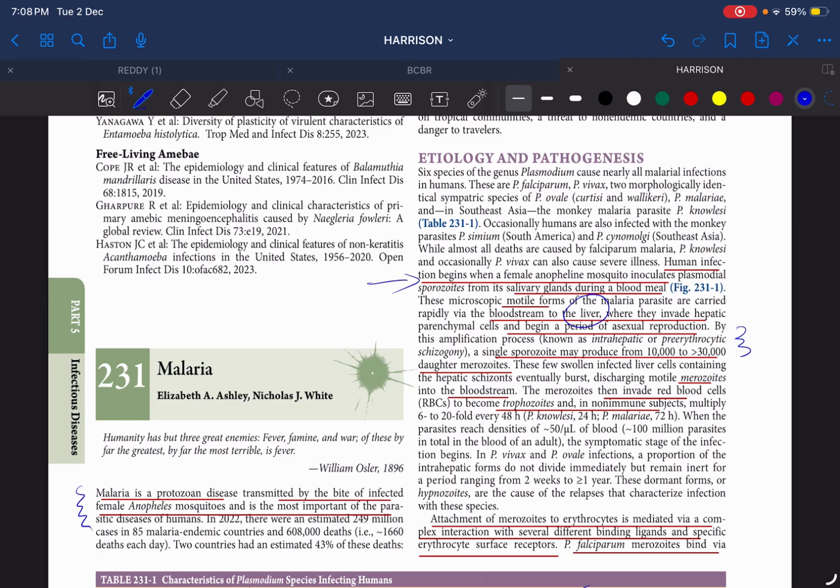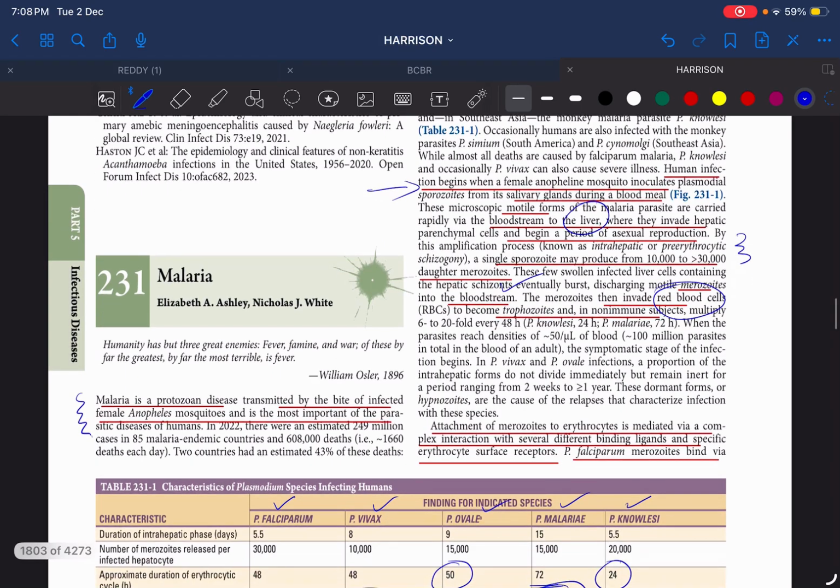And the infected liver cells finally burst, discharging the motile merozoites into the bloodstream, and it is these merozoites which invade the RBCs to become trophozoites. So that multiplication time is actually the so-called 48 hours, 50 hours, 72 hours, and 24 hours. That is what we discussed in the introduction part.